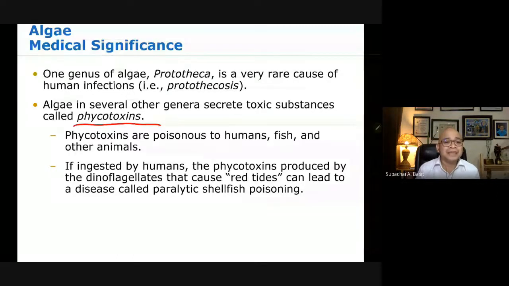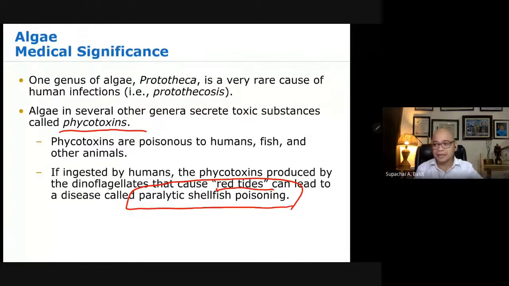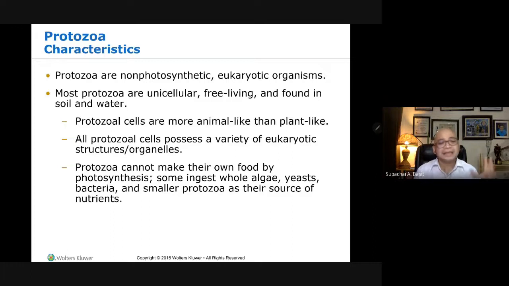If we ingest these phycotoxins, which are produced by the dinoflagellates that cause red tide, it can lead to a disease called paralytic shellfish poisoning. During red tide season, you do not want to eat tahong, mussels, or oyster because of the possibility of red tide. This is the Prototheca cells, the causative agent of protothecosis. Now we're done with algae.